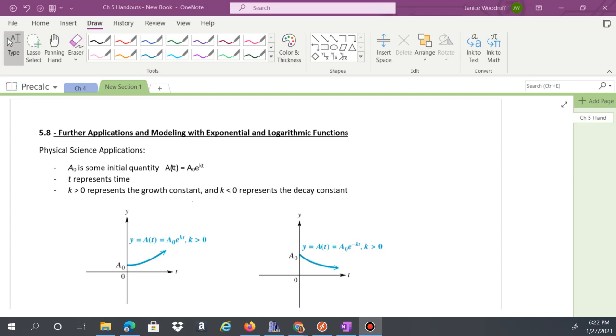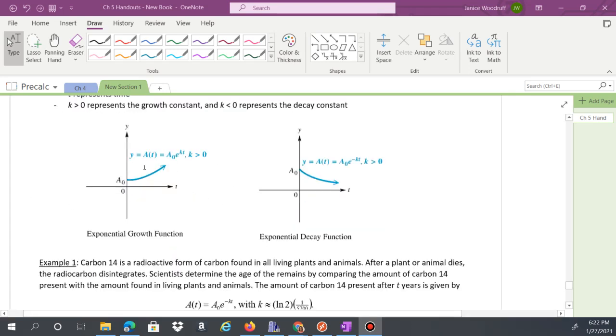So you have this equation here where A sub 0 is the initial amount. A of t represents the amount after time. e is going to be a constant in the equation. And then K is the growth constant. If it is positive, it's growth; if it's negative, it's decaying. t is time. So this is growth, we're going up. Decay, we're going down, so a negative sign in front of the K for that.